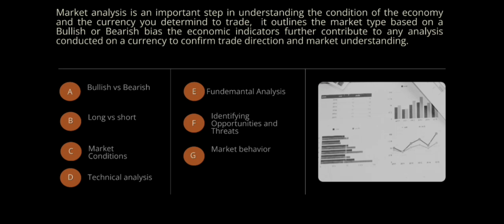So, market analysis outlines the market type based on a bullish or bearish bias. Once again, a bullish market is a market that's in an uptrend, consisting of buyers and buying patterns if you're looking at the technical aspects of the markets, and the bearish will be the opposite, where the market is selling. The next few videos that are coming up will be purely based on the bullish markets and the bearish markets, so we fully understand those two.